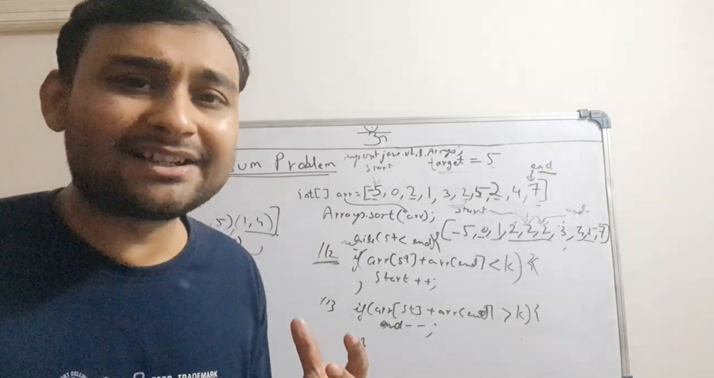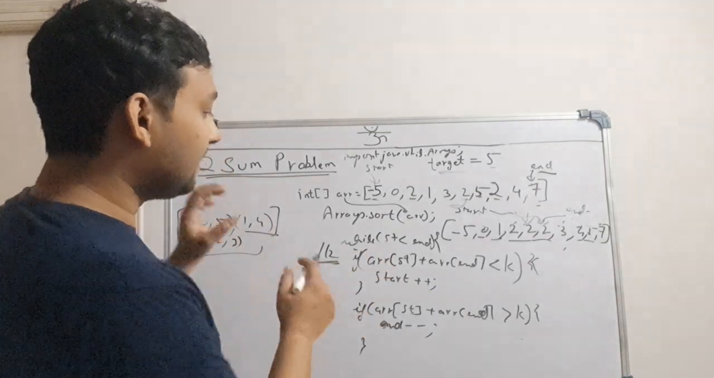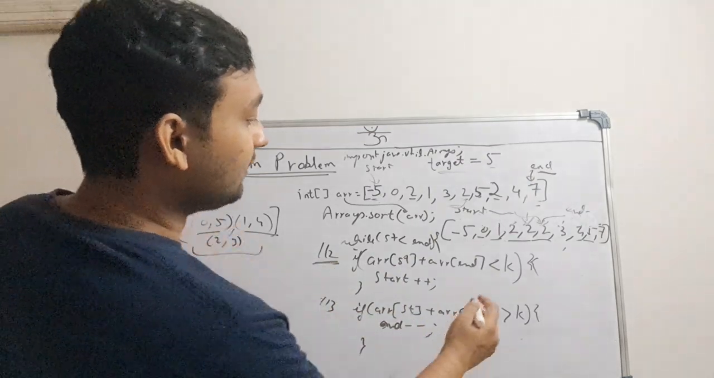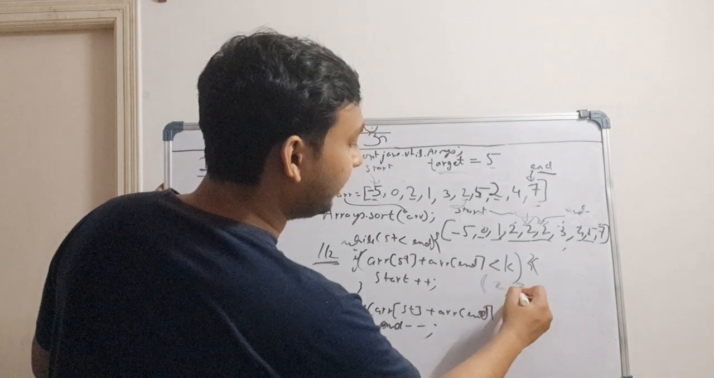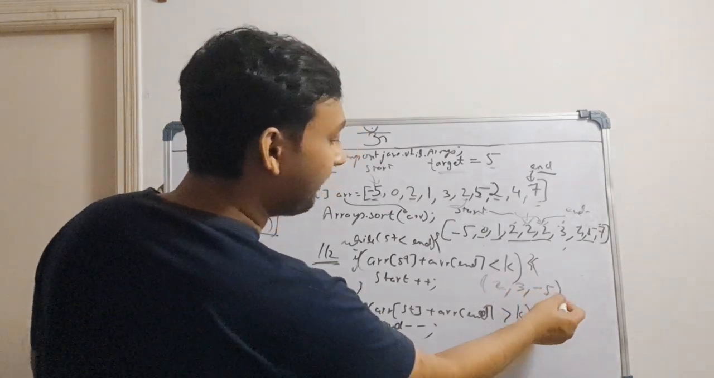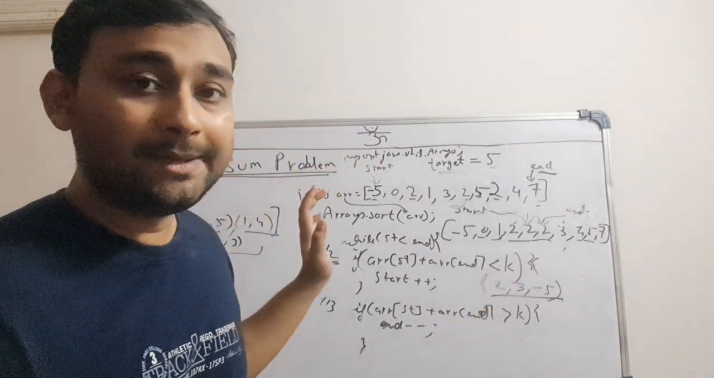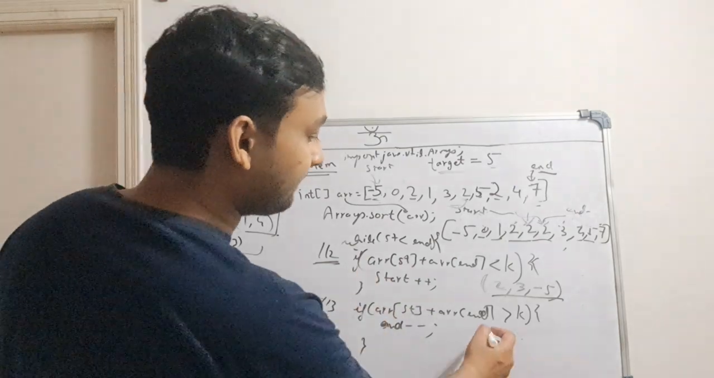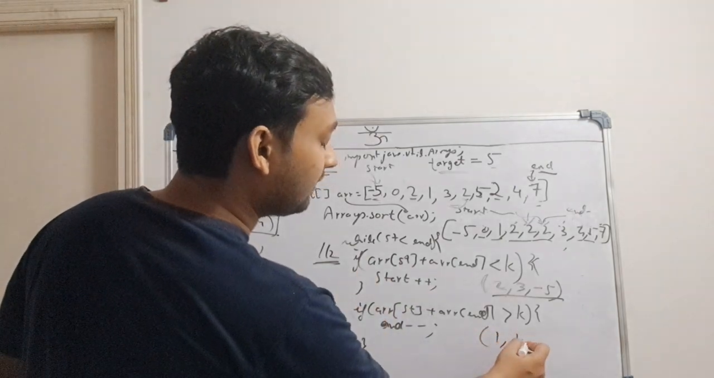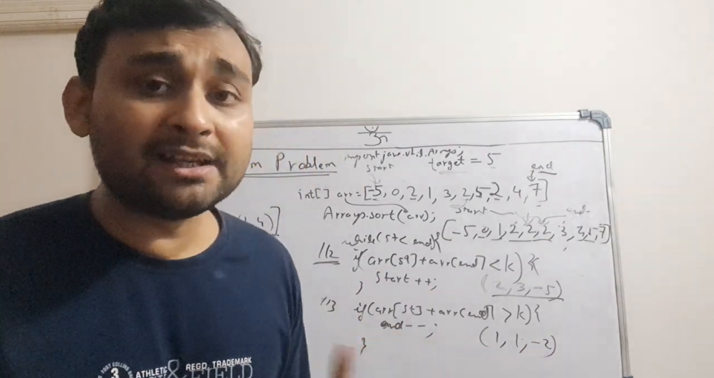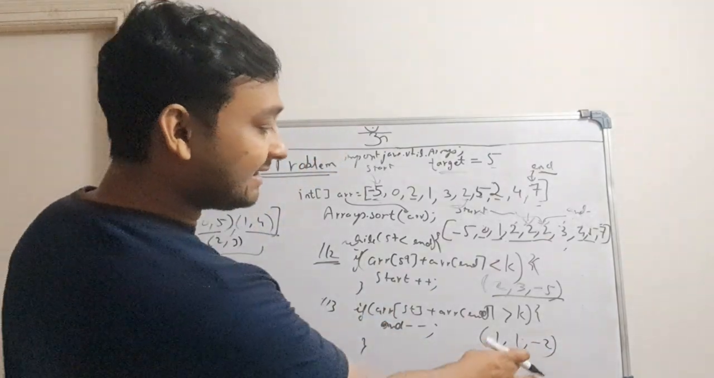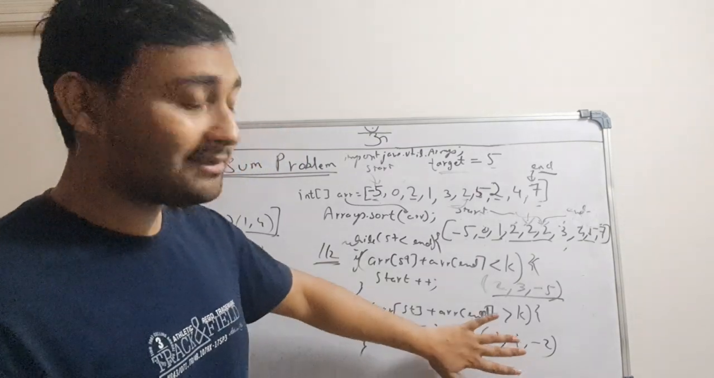You are understanding, right? It's a form of triplet. Let's suppose I'm giving you one example. Let's suppose it's 2, 2, 3 and minus 5. If I add these 3, the result will be 0. Let's suppose it is 1, 1, minus 2. If I add these 3, the result will be 0. So this is called triplets, and this is the 3 sum problem.